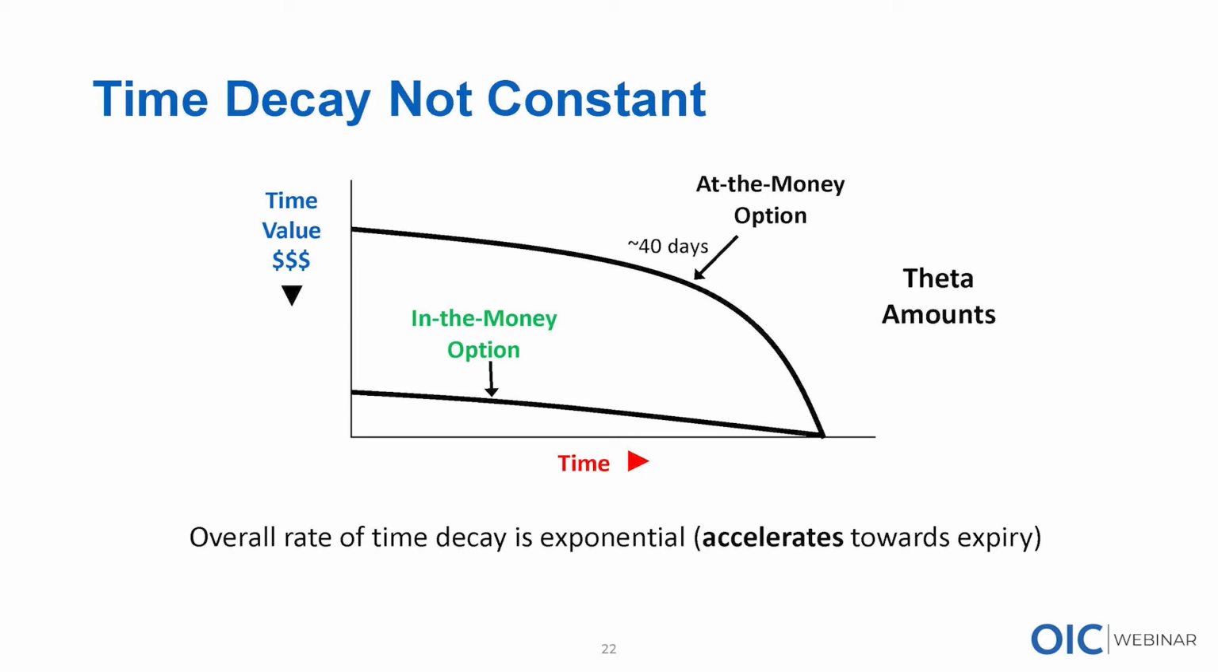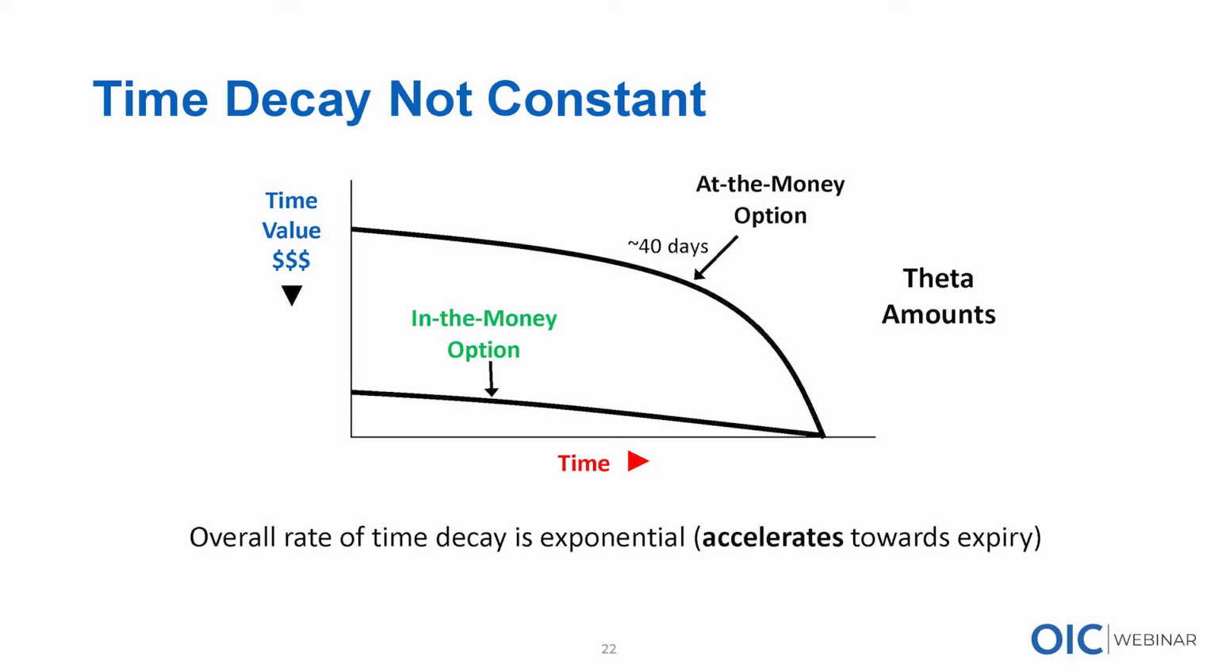So people who like to sell options usually target options that are about 30 to 40 days out because you get that more rapid decay. Now, does that guarantee you're going to make money? No, because the stocks can still move. But people who like to sell options like to target those options because they have the more rapid decay.